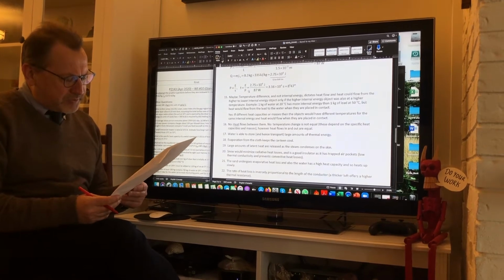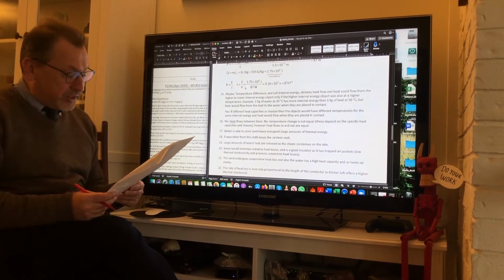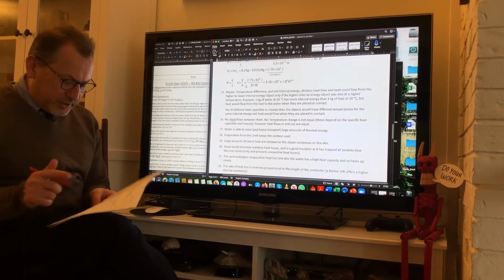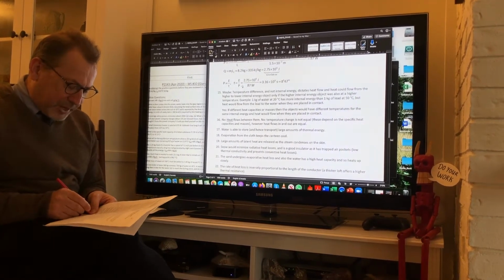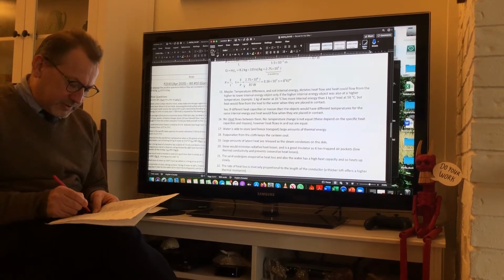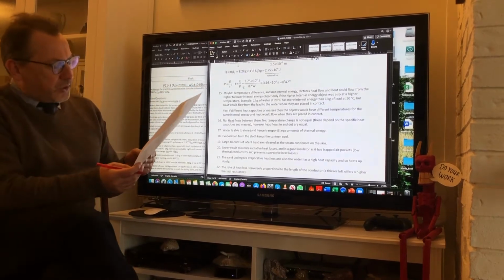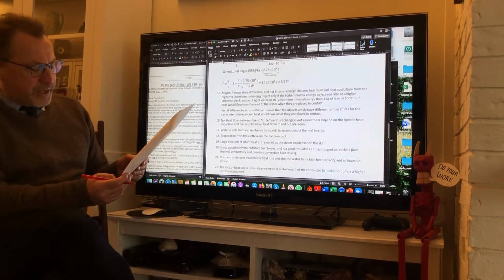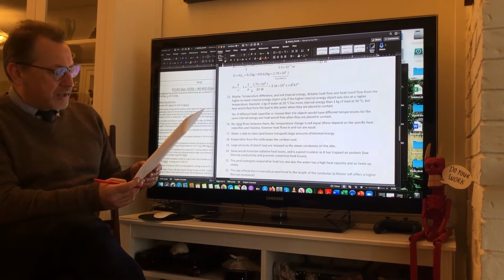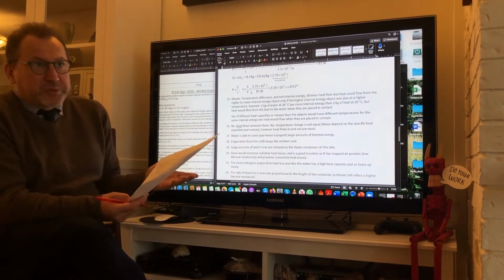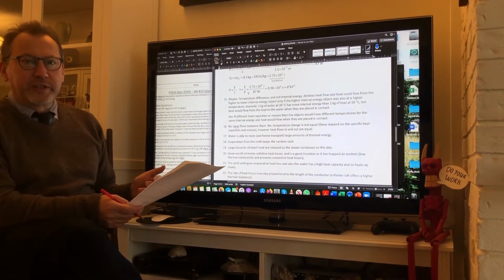Question 17, the specific heat capacity of water is quite large. Explain why this fact makes water particularly good for heating systems, that is hot water radiators. Well, because water is really good at storing thermal energy.